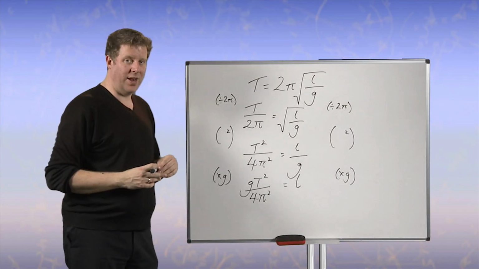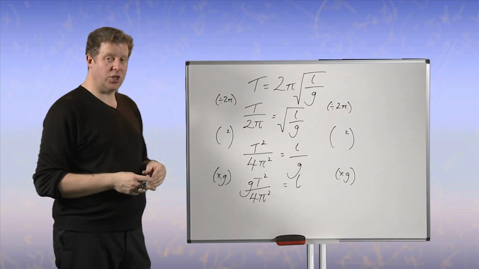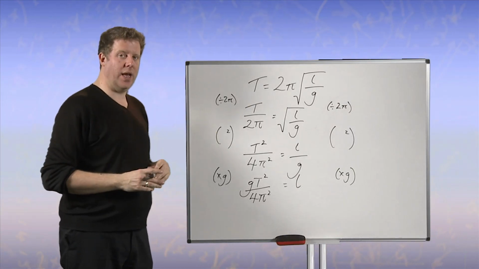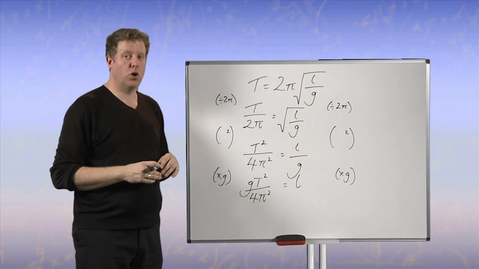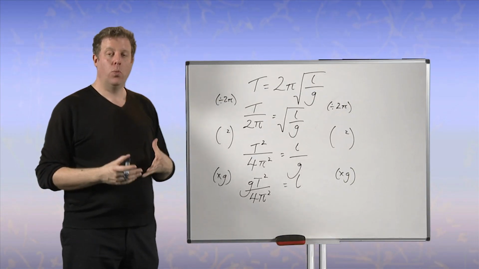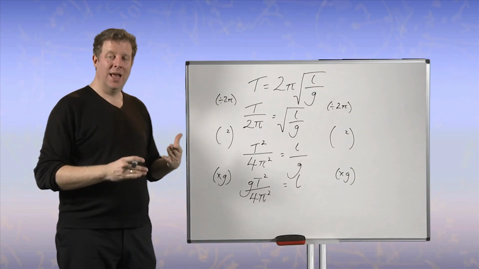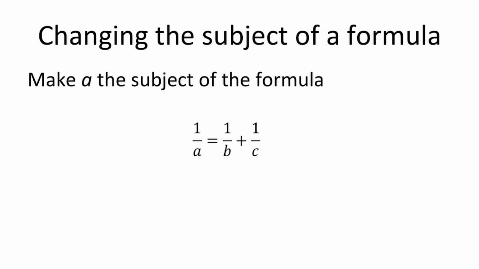over 4 pi squared. Remembering that when we multiply a fraction by something, it goes to the top, so it's GT squared as our numerator and 4 pi squared as our denominator. Now that is a much more complicated question, but remember the way we worked it out was still the same. We looked at what operation was being done and then we did the reverse in order to get rid of it. So continuing on with these slightly more complicated rearrangements, our next one is using this formula here.